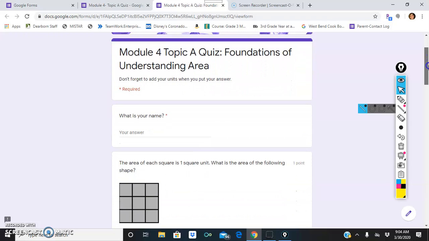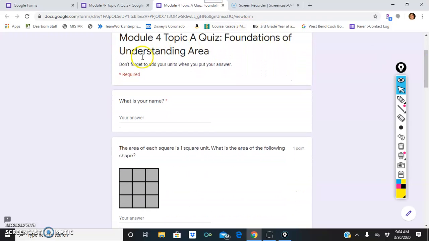Now, if you take a look, don't forget to add your units when you put your answer. So many of you guys who put down just a number, you got the answer wrong. A lot of you guys actually scored a lot lower, not because you didn't know how to do it, but because you forgot the units. So that's super important when we're talking about geometry and anything we do really with math. You got to know what you're counting because it's going to make a difference, especially with area.